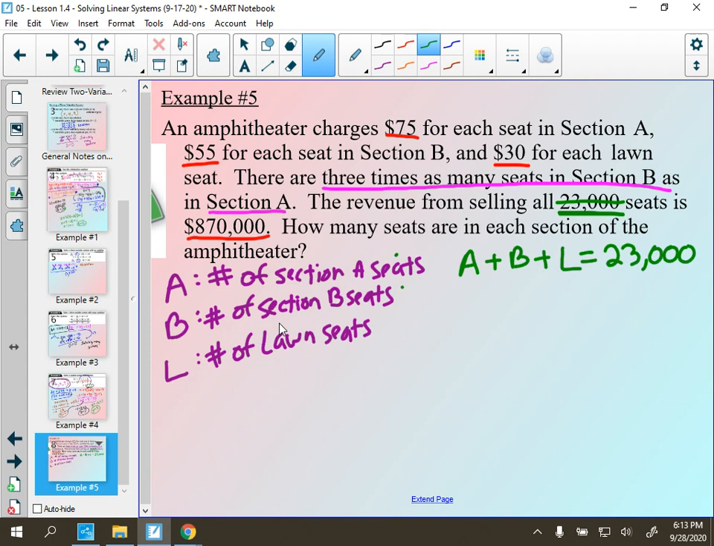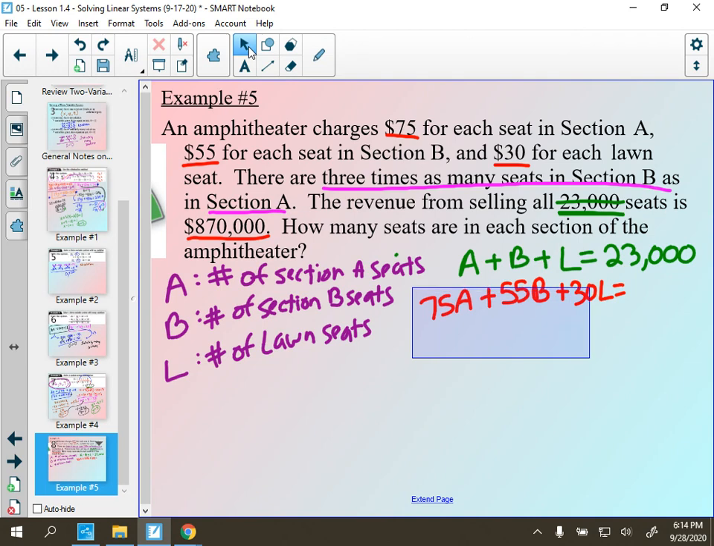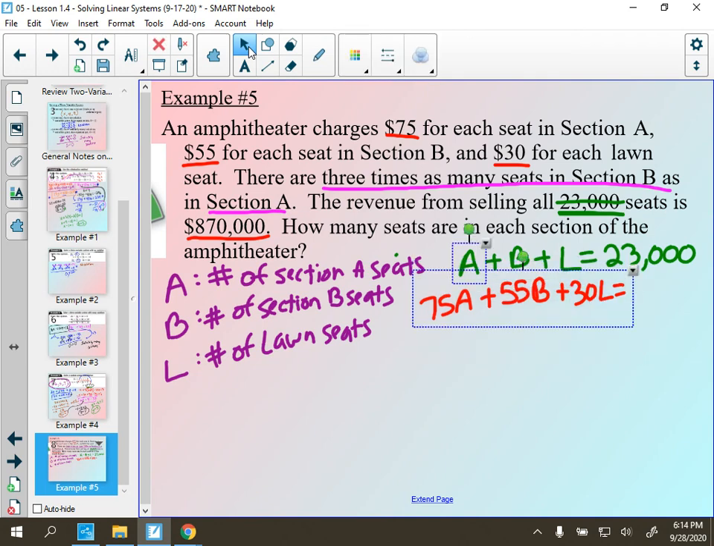Let's do the cost one, because I think that's also a fairly intuitive equation to set up. If they charge $75 for however many A seats there are, and I add that to $55, maybe I should switch colors here and line it up with what I underlined. So if I charge $75 for every A seat, add that to $55 for every B seat, and $30 for every lawn seat, that should come out to, I'm going to slide this whole thing over here, so give me 1 second, because I know I'm running out of space.